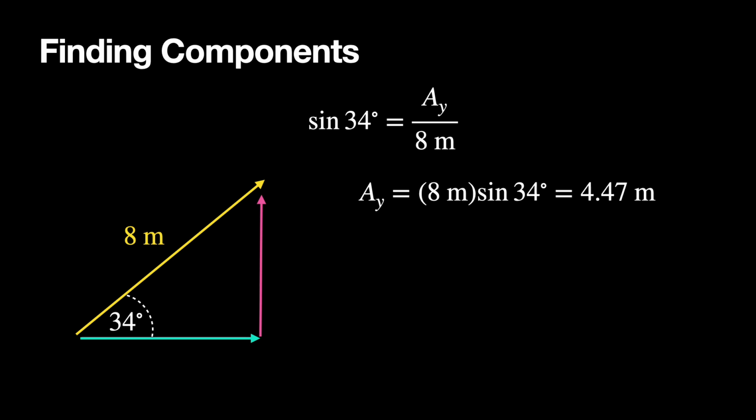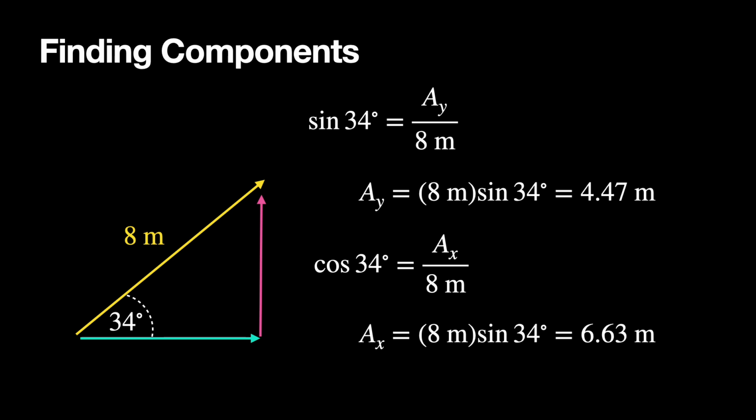I can do the same thing by considering the cosine of 34. Cosine is defined as adjacent over hypotenuse. So in this case, the adjacent side is ax. So cosine of 34 is ax divided by 8. And then I can again solve for ax by multiplying both sides by 8. And I get 8 times, oops, that's a typo there. That should be cosine 34 equals 6.63 meters.